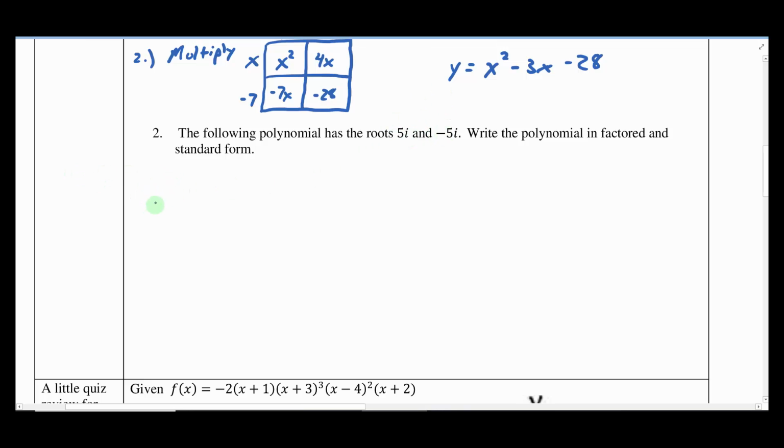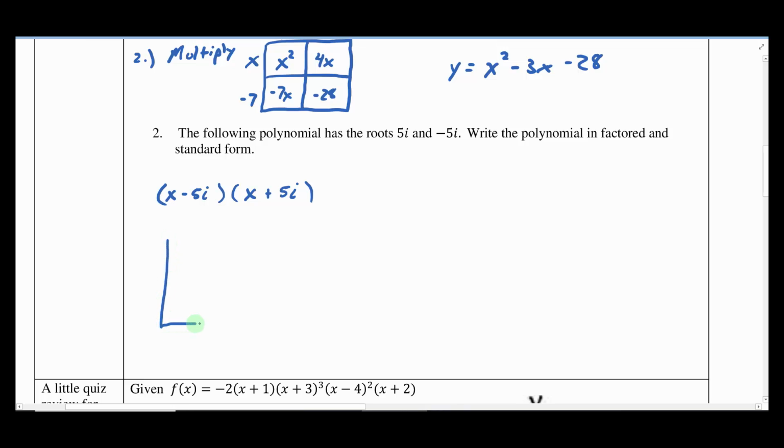So I'm going to start with that same first step. I'm going to write the factored form of my polynomial using the roots that they gave me here. All right, so if I have a positive 5i, I'm going to have a factor of x minus 5i. And if I have a root of -5i, then I need a factor with x plus 5i. Okay, so there's my two factors.